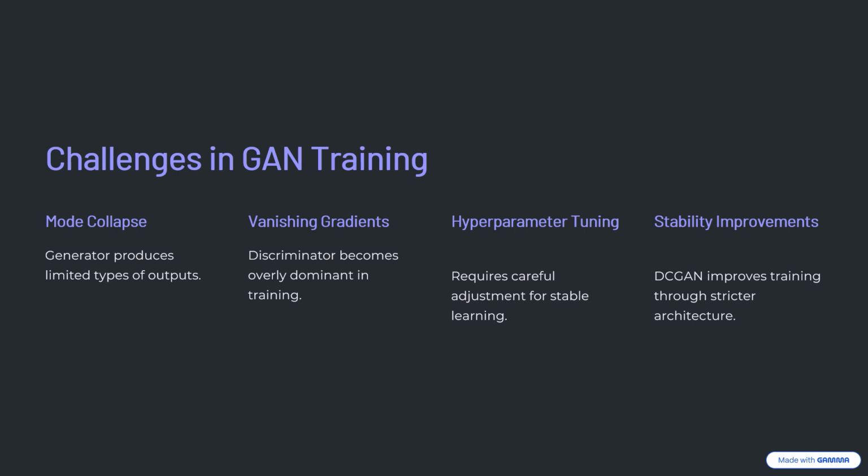The challenges in GAN training. Despite their potential, GANs are very tricky to train. Mode collapse. Here, the generator may produce a narrow range of outputs. Vanishing gradients. If the discriminator becomes too strong, the generator cannot learn properly. Hyperparameter tuning. Getting stable results requires careful adjustment of learning rates and architecture. One solution is DCGAN, which improves stability by using a more disciplined network architecture.